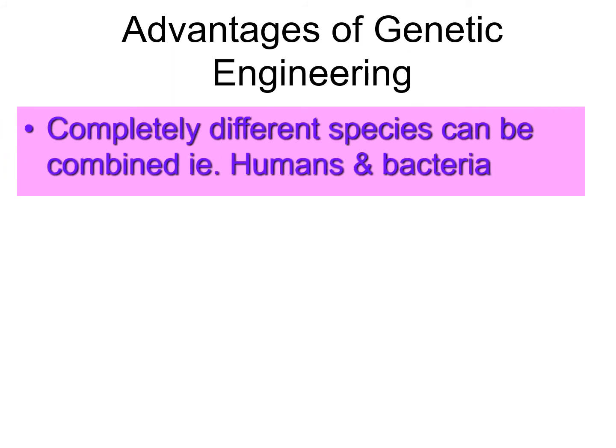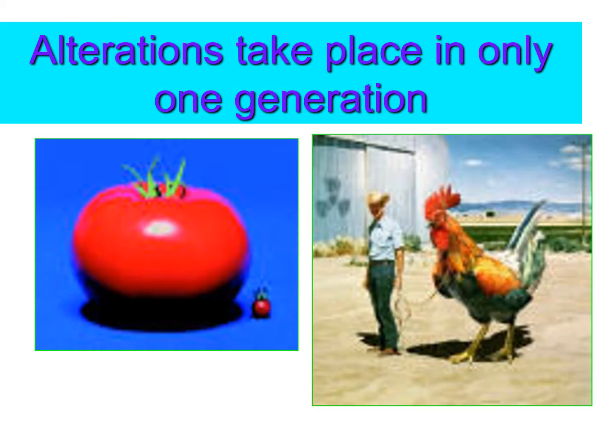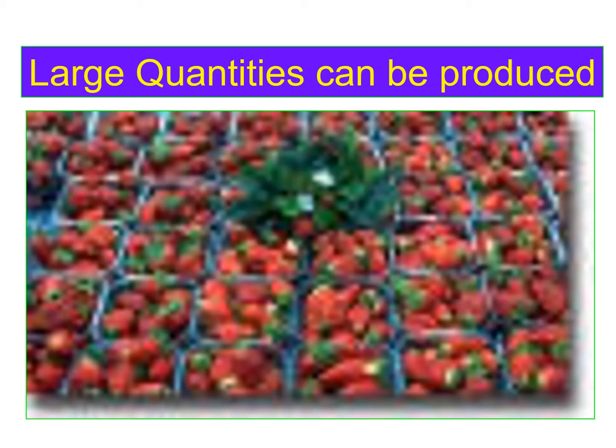Advantages of genetic engineering. Completely different species can be combined, so we can transfer genes from any species into bacteria. The protein is easy to separate from the other proteins, which is purify. Alterations take place in only one generation, so it's fast, and large quantities of the protein can be produced.